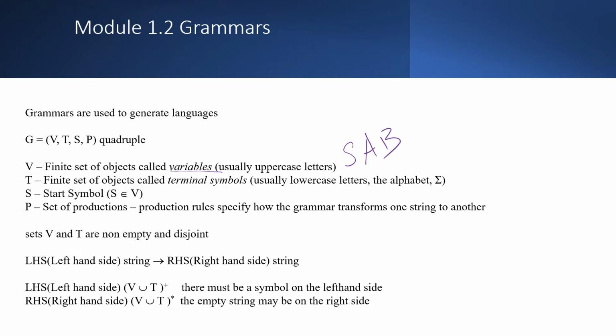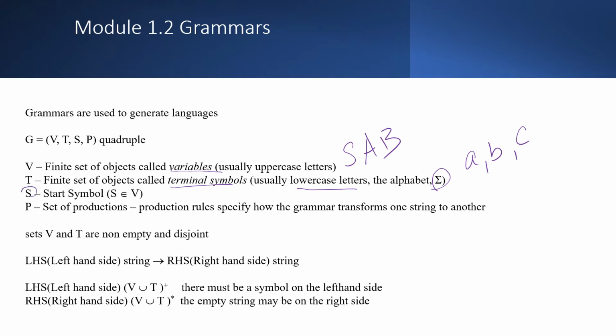The T stands for terminal symbols. These are usually lowercase letters and they're usually the alphabet. So like we've been seeing before, we have a, b, maybe c. Those would be the terminal symbols, or the lowercase letters, or the alphabet.